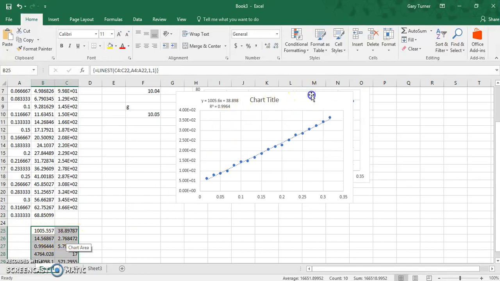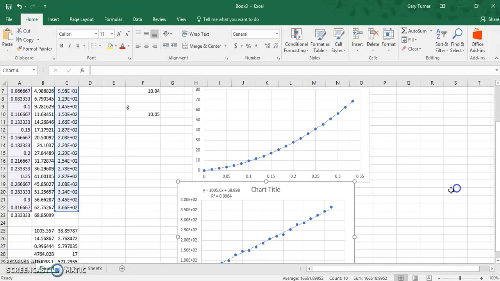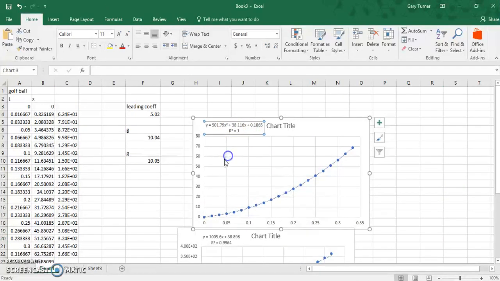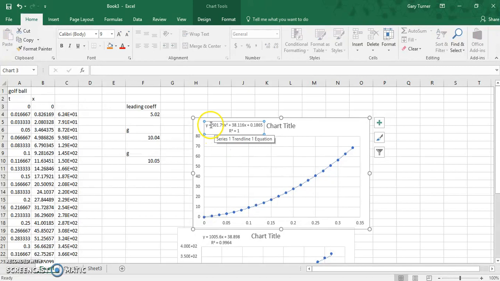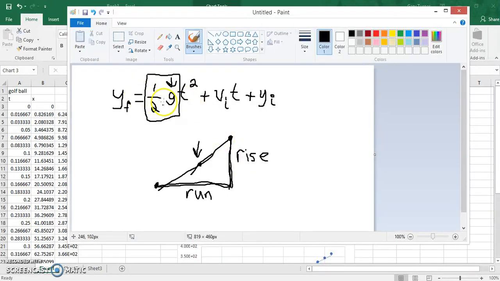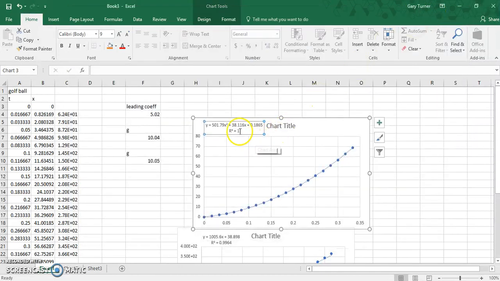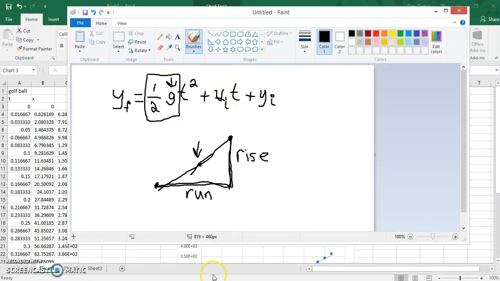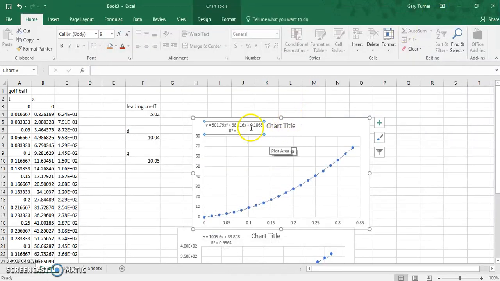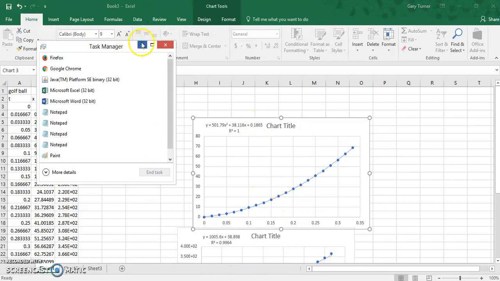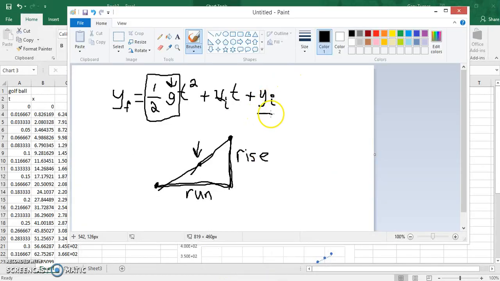Okay. Now, before we go on, let me also come back to our parabola and let's interpret this equation. So 501.79 represents our 1/2 g, right? And the 38.116 represents our initial velocity, and the 0.1865 represents the initial position.